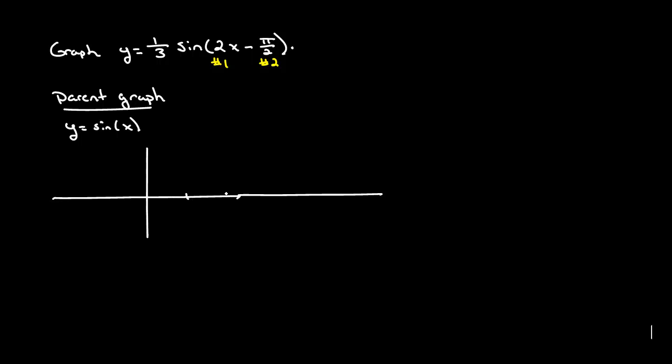So let's go 1, 2, 3, 4. 1, 2. Now you can scale however you want to. This is our x-axis. This is our y-axis. Here's -1. Here's +1. And I'm going to count by pi over 2. So here's pi over 2. Here's pi. 3 pi over 2. 2 pi. So here's negative pi over 2 and negative pi.